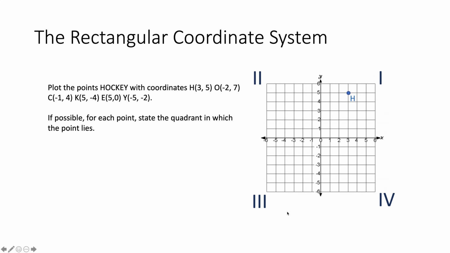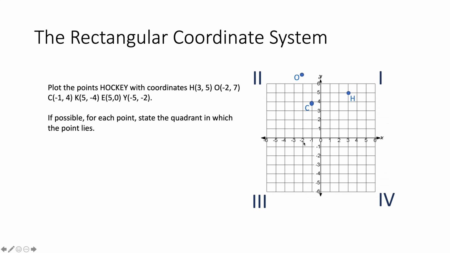Okay, point H is here. It's (3, 5), and clearly this is in quadrant 1. O is (-2, 7). It's actually up off the graph a little bit here because the graph stops at 6. But there's where (-2, 7) is, and that's in quadrant 2. (-1, 4), point C, is also in quadrant 2. It's right up here. Here's where x is -1, y is 4.